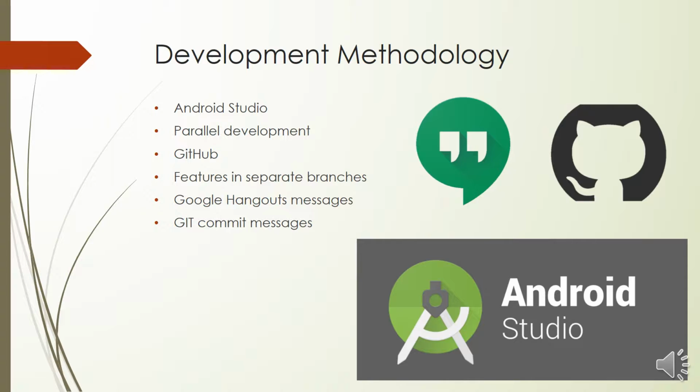This app was developed in Android Studio by multiple group members in parallel. To manage this, the group members used GitHub as a central repository for the codebase. Each developer worked on a feature in a separate branch, and then branches were periodically merged together. Developers coordinated their efforts through Google Hangouts messages and Git commit messages.